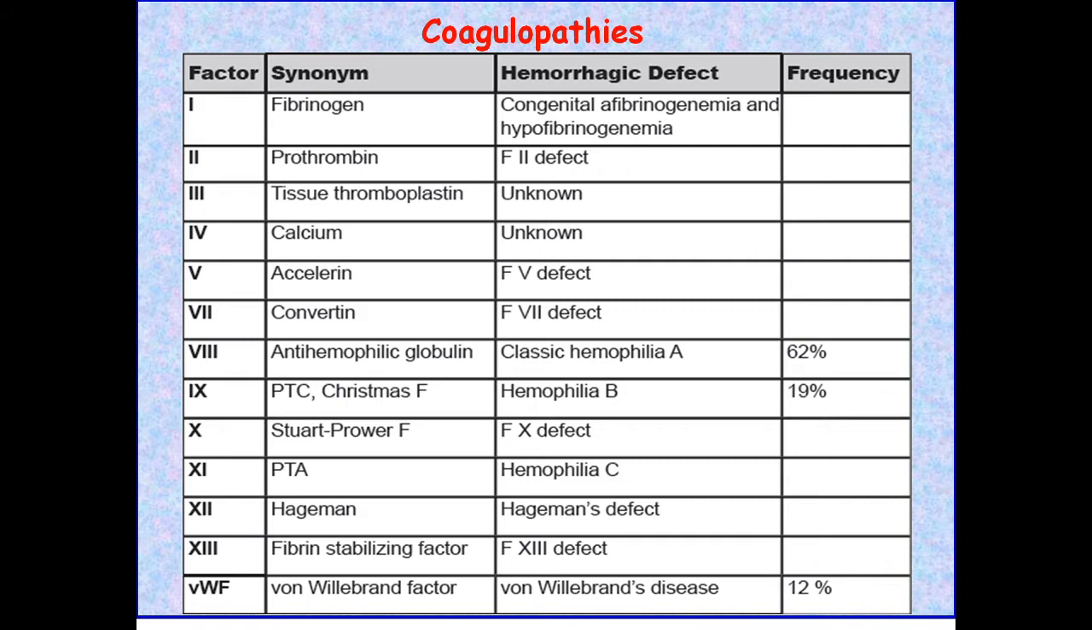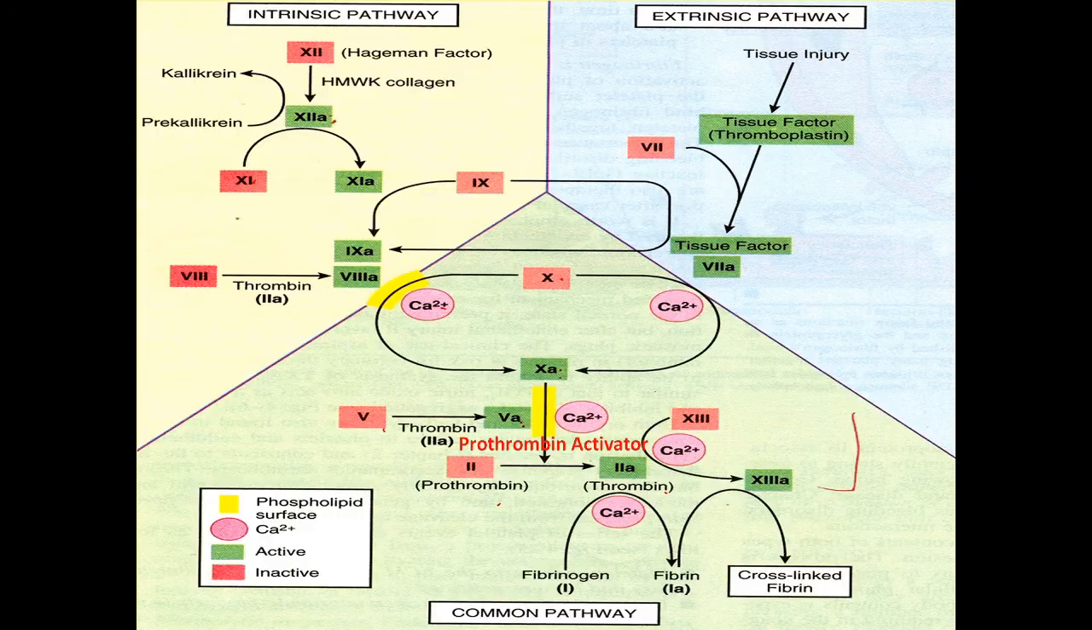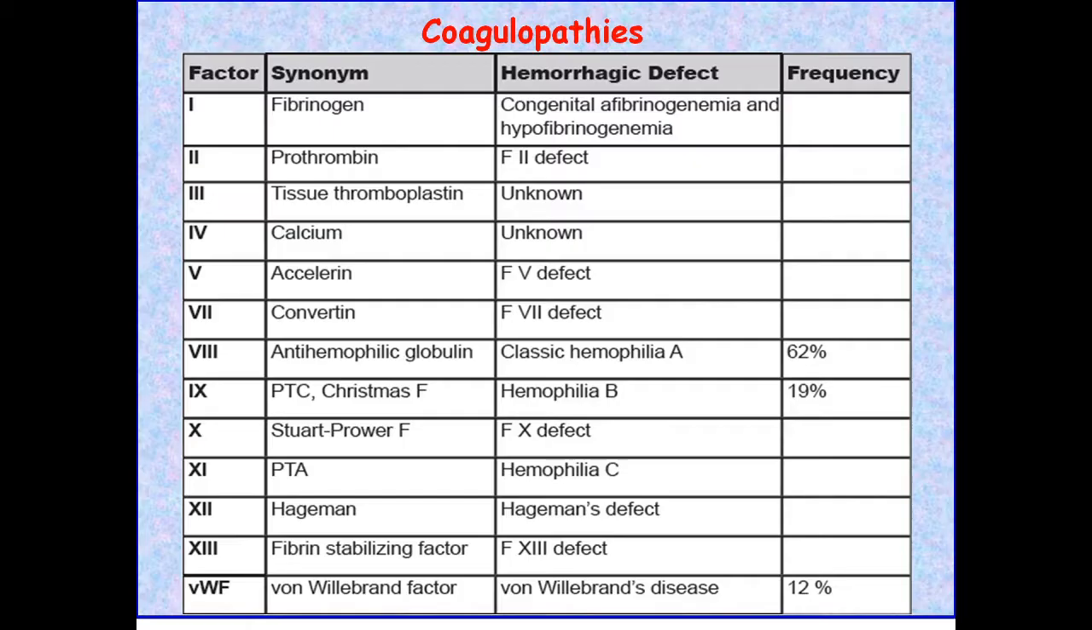These are some coagulopathies which are related to the deficiency or defect of these factors in the blood. For example, a defect in factor 8 is called hemophilia A. A hemorrhagic defect in factor 9 is hemophilia B. A hemorrhagic defect in the 11th factor is hemophilia C. And lastly, von Willebrand factor defect causes von Willebrand disease.